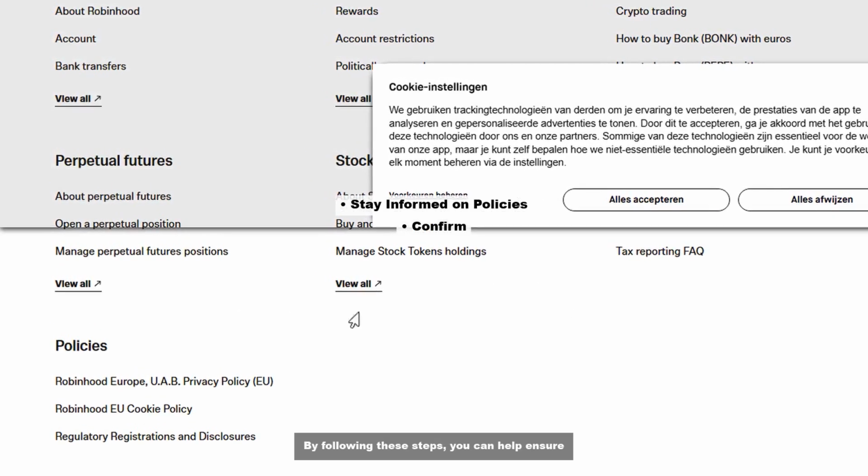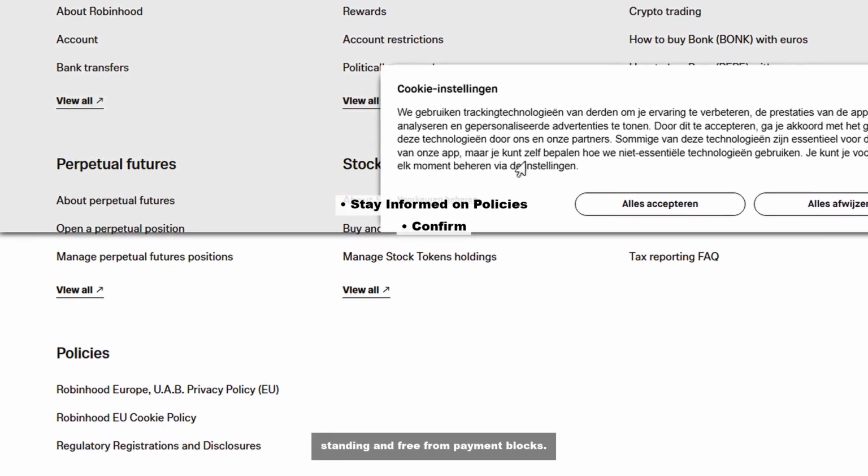By following these steps, you can help ensure that your Robinhood account remains in good standing and free from payment blocks.